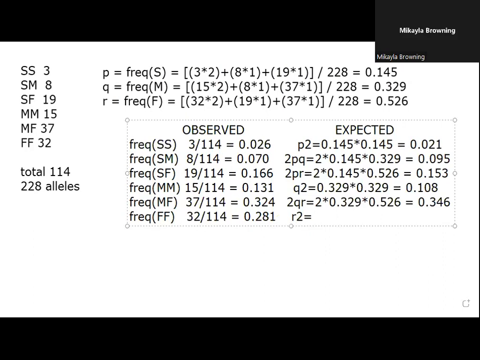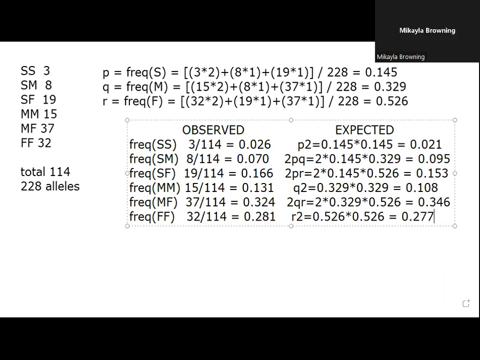Okay. And then R squared is going to be 0.526 squared. And that's going to be 0.277.